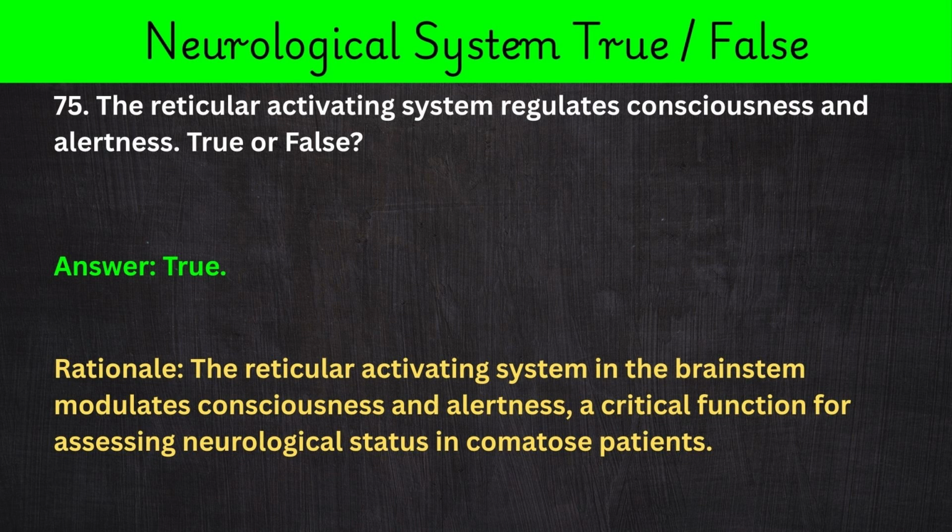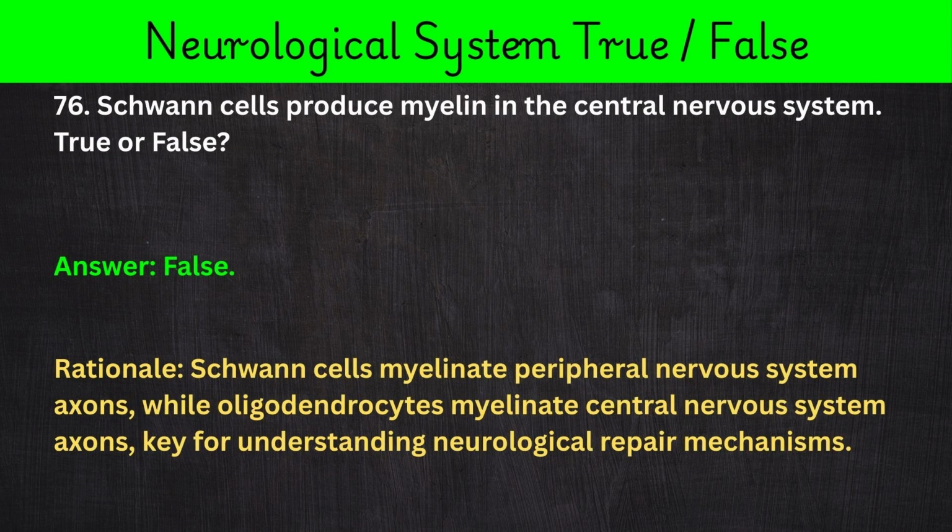True or false? Answer: true. Rationale: the reticular activating system in the brainstem modulates consciousness and alertness, a critical function for assessing neurological status in comatose patients. 76. Schwann cells produce myelin in the central nervous system. True or false? Answer: false.